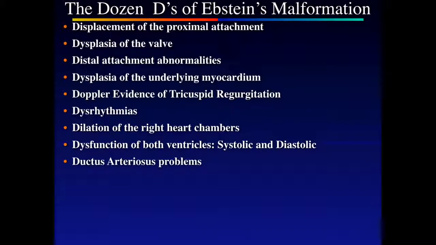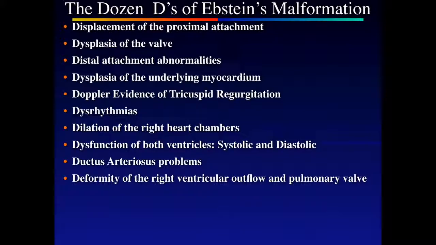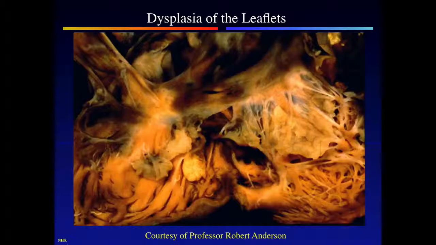As we've seen, the ductus is a problem, creating what they call the circular shunt, or as I like to call it, the circle of death. And deformity of the right ventricular outflow tract and pulmonary valve. Other defects, such as ventricular septal defects and spongy myocardium. And of course, the final D for all of us, including patients with Ebstein's, is death.